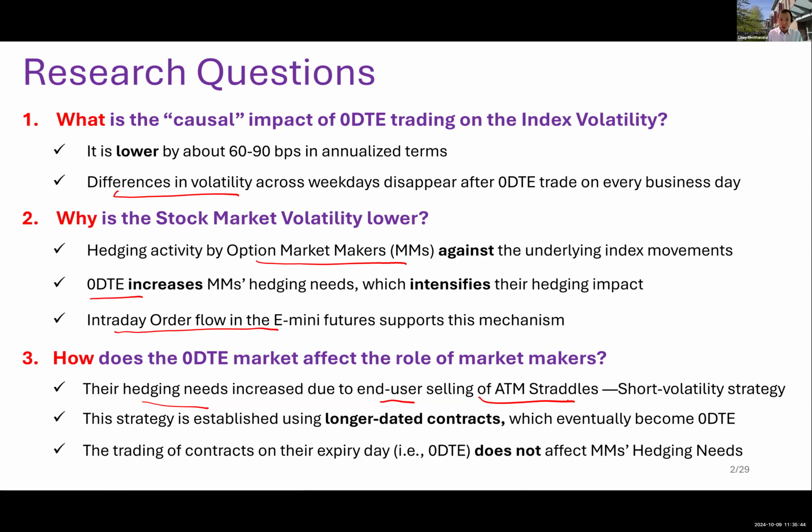One interesting thing we found is that the strategy driving the hedging needs is not coming from the actual zero DTE trading day. In fact, these were pre-established positions that came ahead of time using longer dated options. They were established ahead of time and eventually become zero DTE and expire on the day, which intensifies market maker hedging needs. I'm going to show you some evidence that the actual trading of zero DTE on its expiration day does not affect market makers' hedging needs. All this is coming from days ahead of the contract expiration.